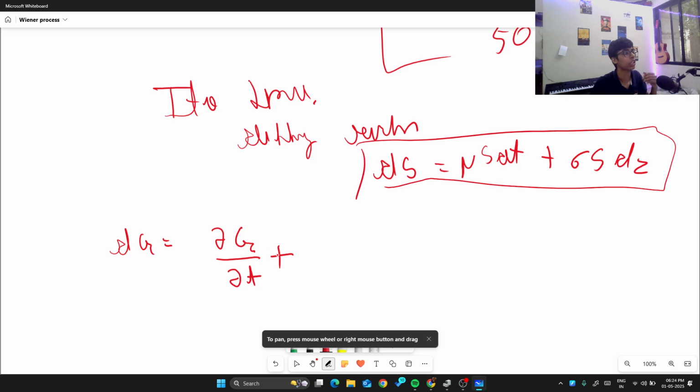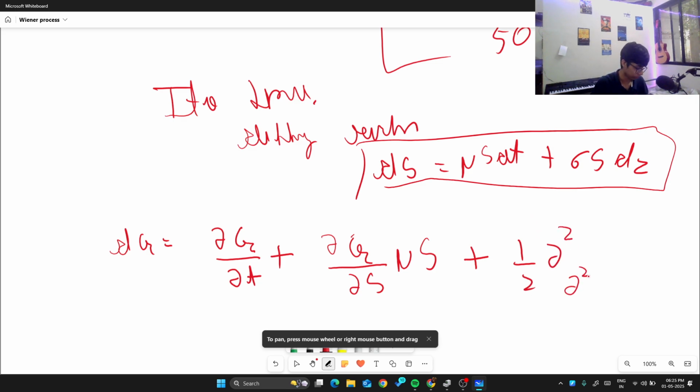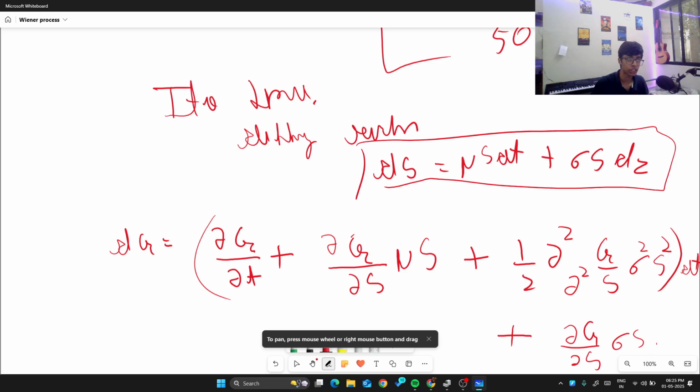I don't know how to pronounce it. With respect to the partial derivative of G with respect to S, and there is mu S, plus half of the second order partial derivative of G with respect to S squared, times sigma squared S squared, and that's the dt term, plus the partial derivative of G with respect to S times sigma S dz, that is the variance term, and this formula is used. So let me tell you how it is used.